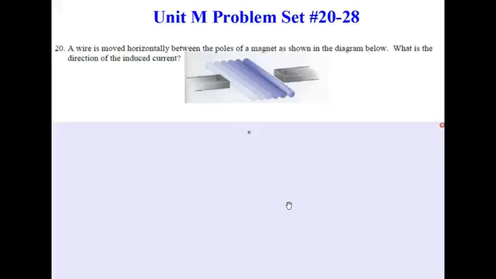Welcome to the Regents Physics Electromagnetism problem set. The solutions to problems 20 through 26. All right, let's go ahead and get started.